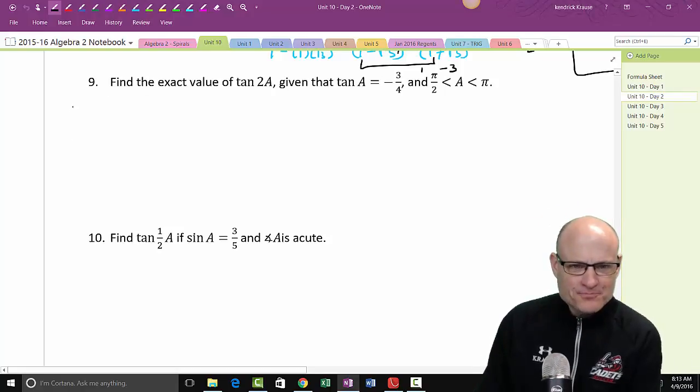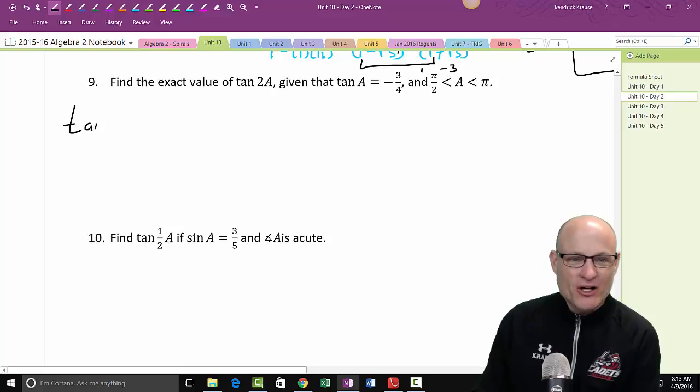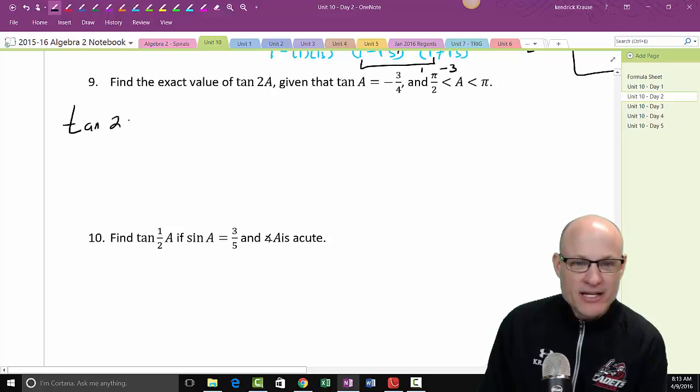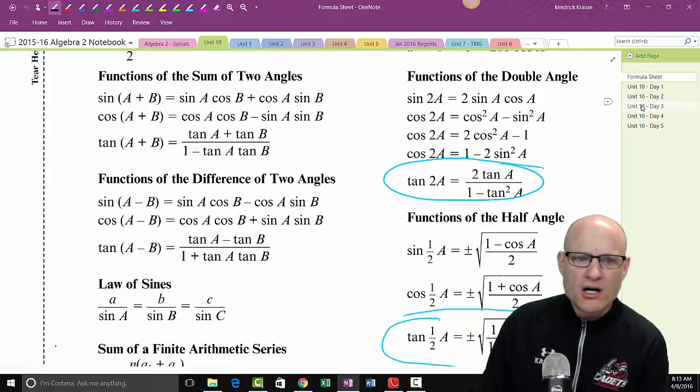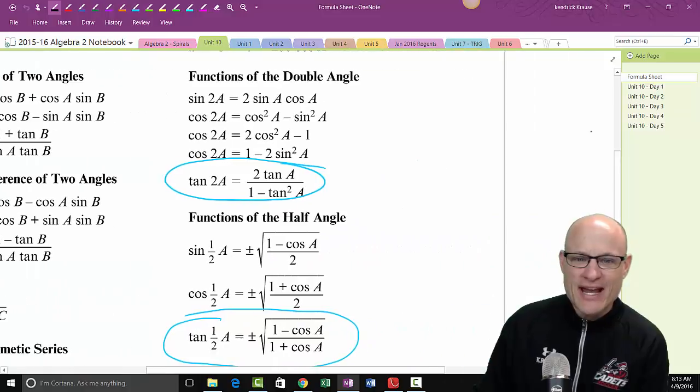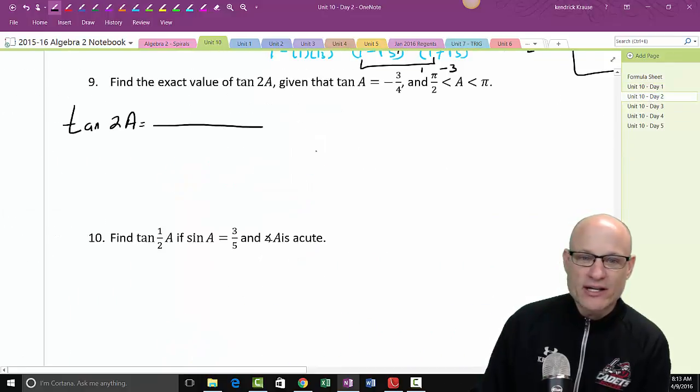All right, kids, let's go. Tangent. Ooh, ugly. We'll deal with it. Tangent of 2a. Let's go get that formula again. Tangent of 2a is 2 tan a all over 1 minus tan squared a.